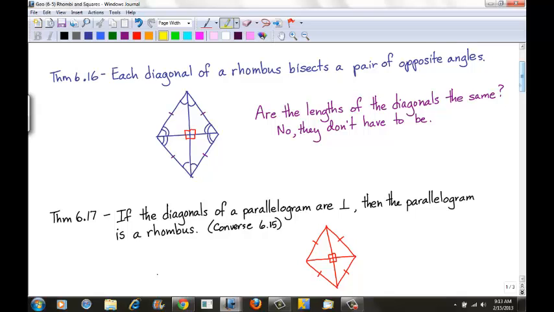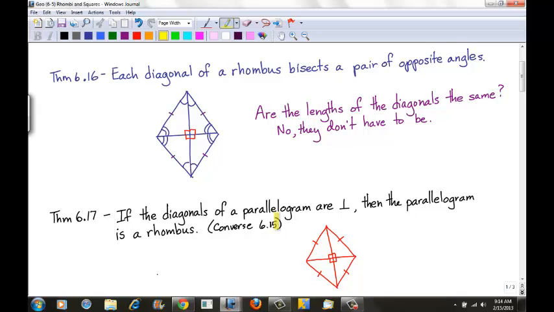Okay, the next theorem is Theorem 6.17, and it says if the diagonals of a parallelogram are perpendicular, so if you look at the diagonals, that would be this one and this one. If they are perpendicular, then that parallelogram is a rhombus. So if you go back and look and compare this to Theorem 6.15, this is the converse of that.